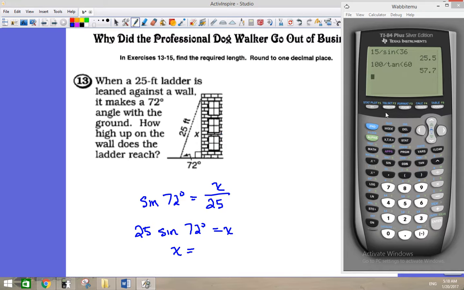They want us to round to one decimal. I am fixed to one decimal, and I am in degrees, so everything looks good. And if I have 25 times the sine of 72, if I just make sure that I punch in the right numbers, I'm getting 23.8. That seems reasonable. It's less than 25. So to me that seems like a reasonable answer.